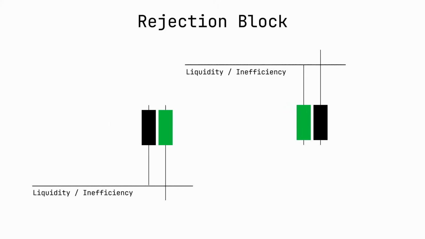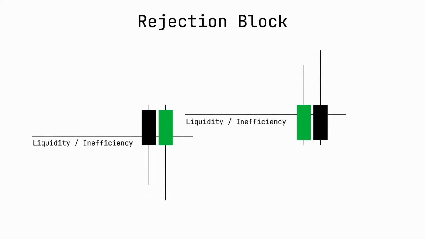For a rejection block to be meaningful, the wick should tap liquidity or rebalance inefficiency. However, if the candle closes within the wick range of the block, that still counts. The logic behind the two remains valid.